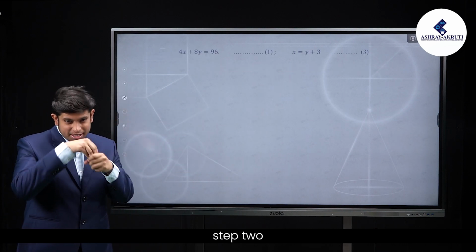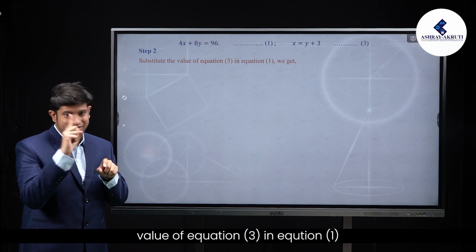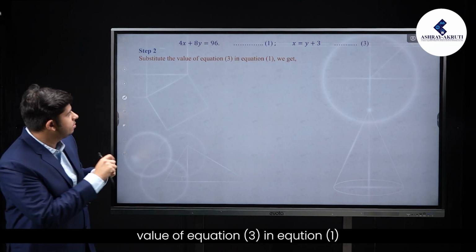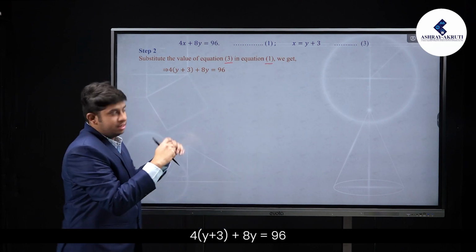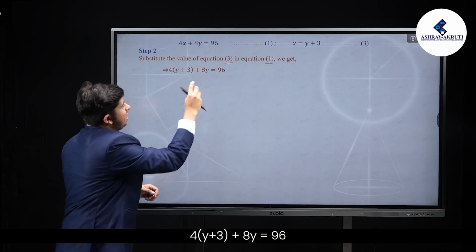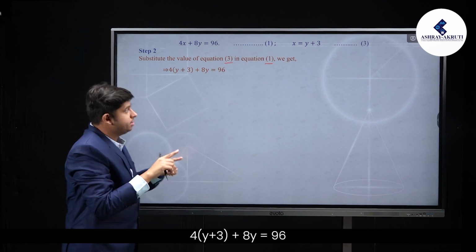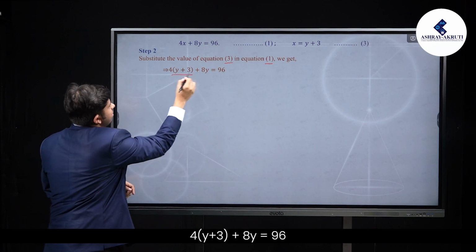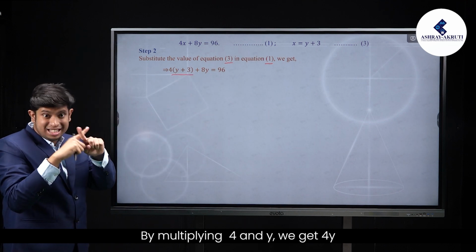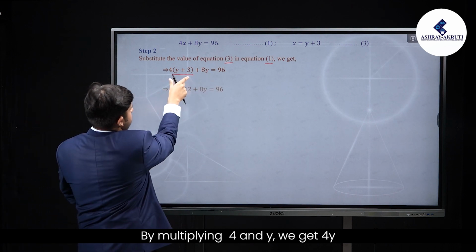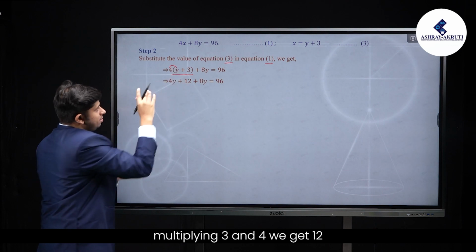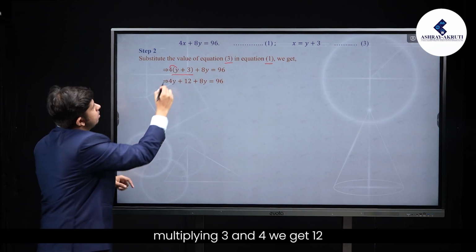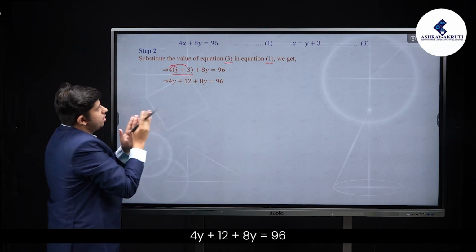Step 2. Substitute the value of equation 3 in equation 1. We get 4 into (y plus 3) plus 8y is equal to 96. By multiplying 4 and y, we get 4y. Multiplying 3 and 4, we get 12 plus 8y is equal to 96.